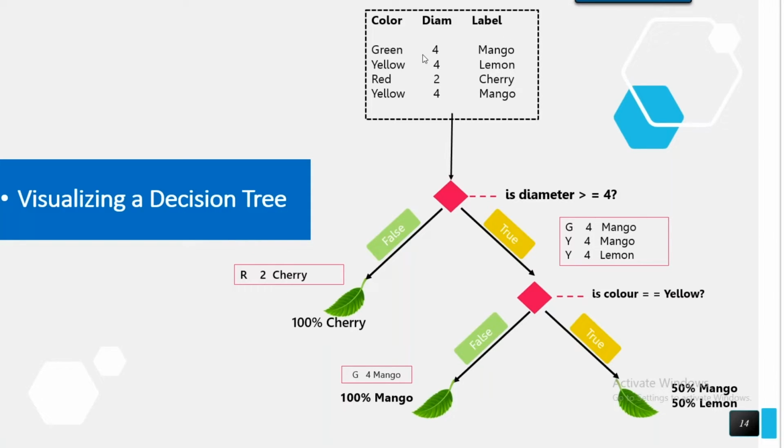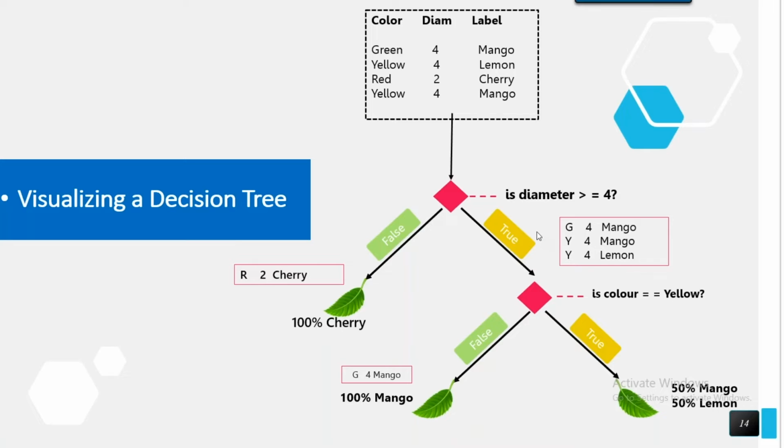So while I'm making the visualization of the tree, I'm making this as a question. I'm asking: is the diameter greater than or equal to 4, for example? This might be false or this might be true. If it is false, then definitely you are getting 100% the diameter 2 as far as the data is concerned, so you are getting a cherry. If you go to the right-hand side, then it is true, greater than or equal to 4. So you are getting green, yellow and yellow: the mango, the lemon and then a mango. So green 4 is mango, yellow 4 is lemon, and yellow 4 is mango. It is true, so you are getting this kind of data.